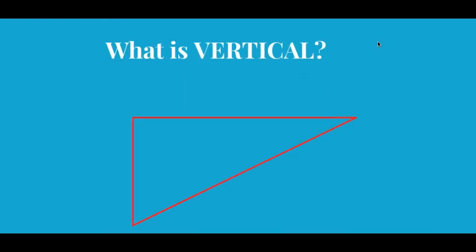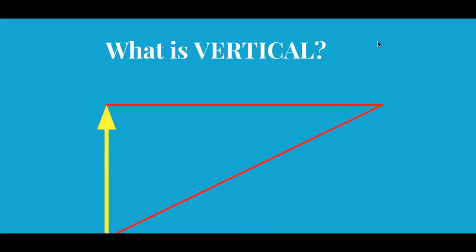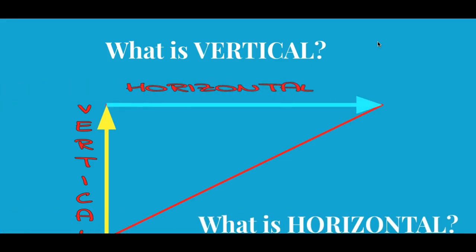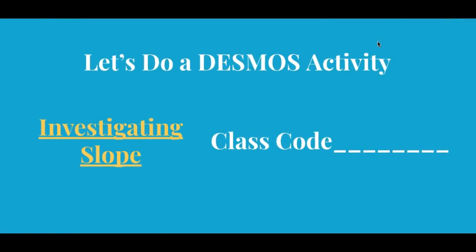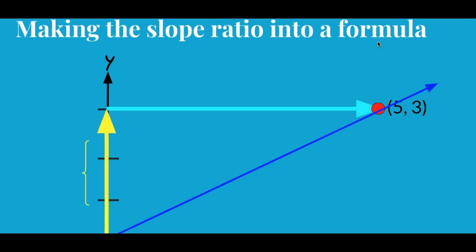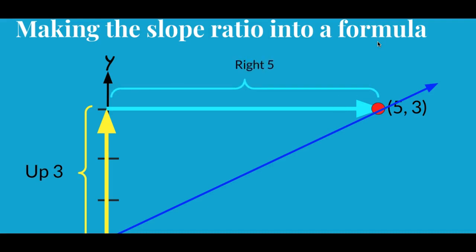Let's keep it pushing. What is the vertical? Okay, the vertical, when we work this, we define the vertical as the rise, and we define the horizontal as the run. So making the slope into a formula, our change in y, that is a rise of 3. And it is a run of 5.